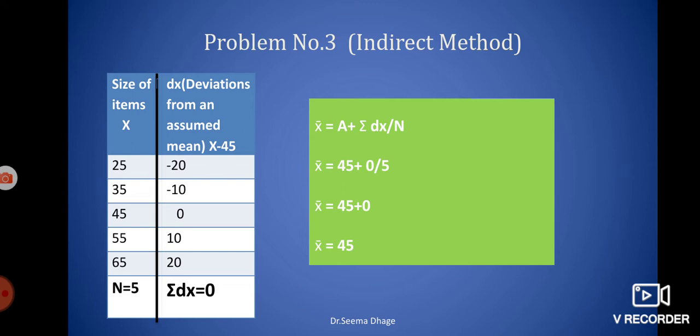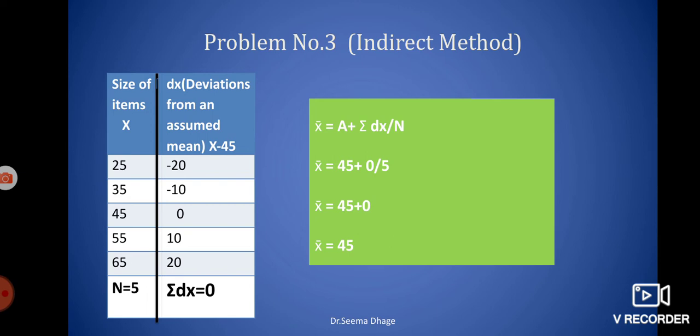Now we will calculate our dx. How to calculate the value of dx? That is x minus assumed mean. So x minus 45. So 25 minus 45 is equal to minus 20. 35 minus 45 is equal to minus 10. 45 minus 45 is 0. 55 minus 45 is 10. 65 minus 45 is 20. If we take the total of dx, sigma dx is equal to 0.